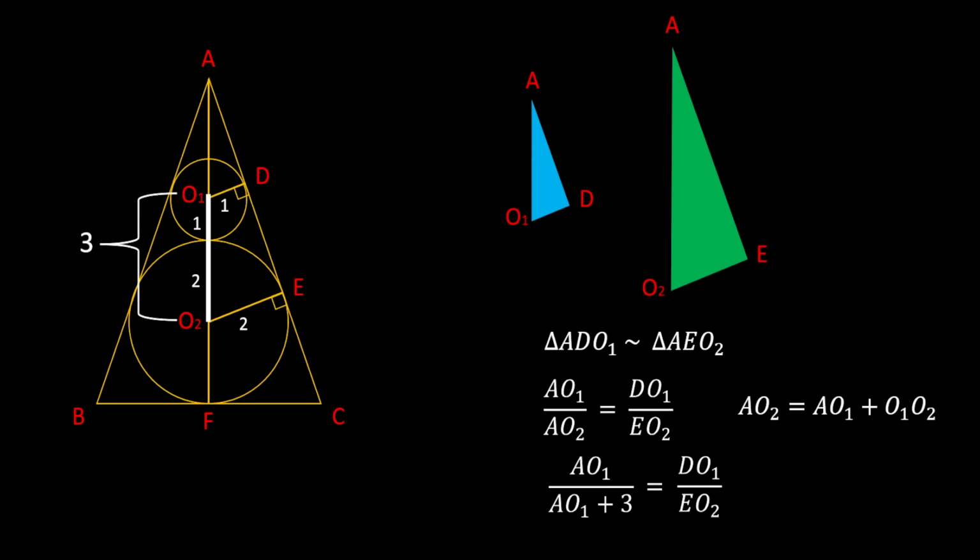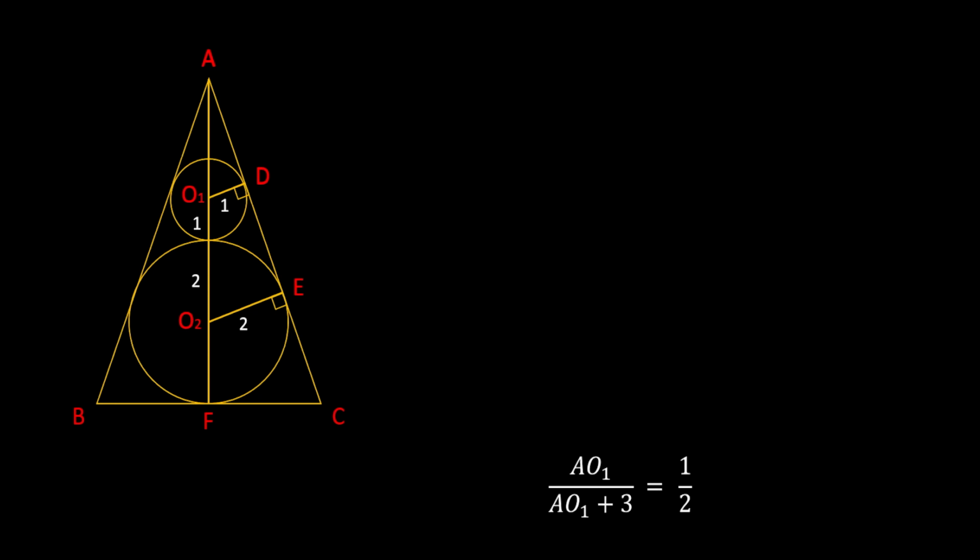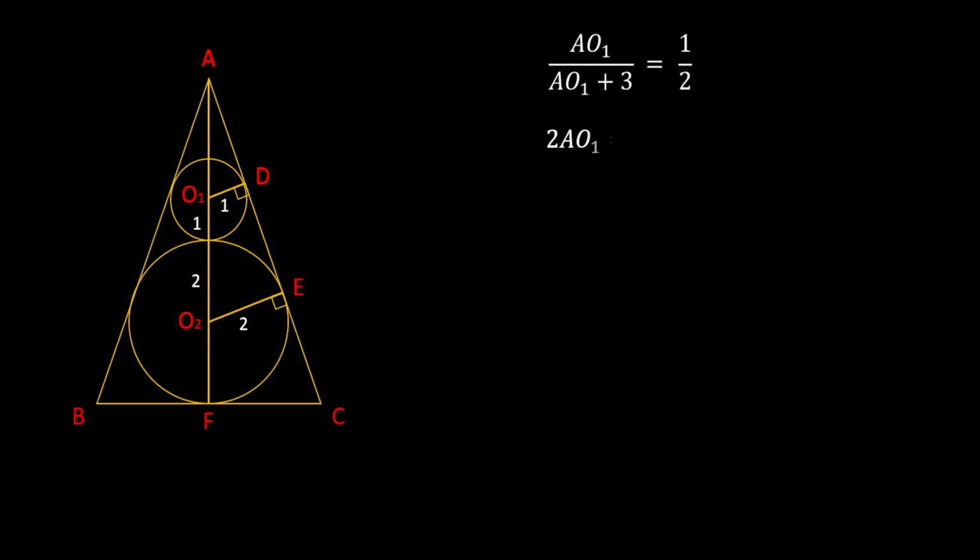And we know that the lines DO1 and EO2 represent the radii of our two circles, so we can substitute those values as well. Now we are left with our new equation. We can cross-multiply these values, and we will get that 2AO1 is equal to AO1 plus 3. Now we can work through this, and finally we will get that AO1 is equal to 3.